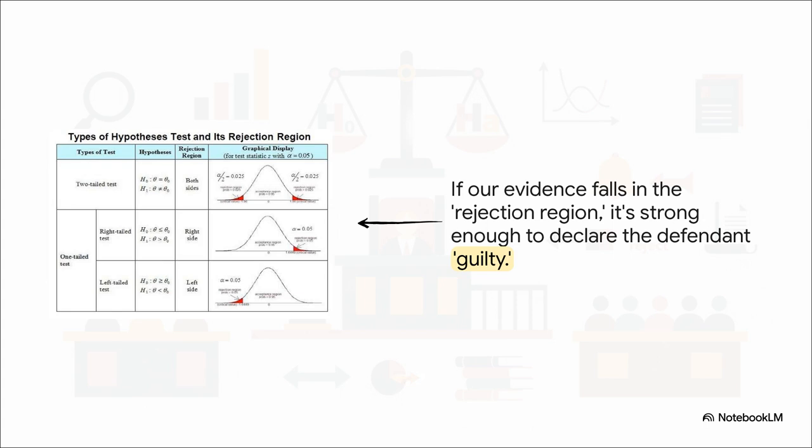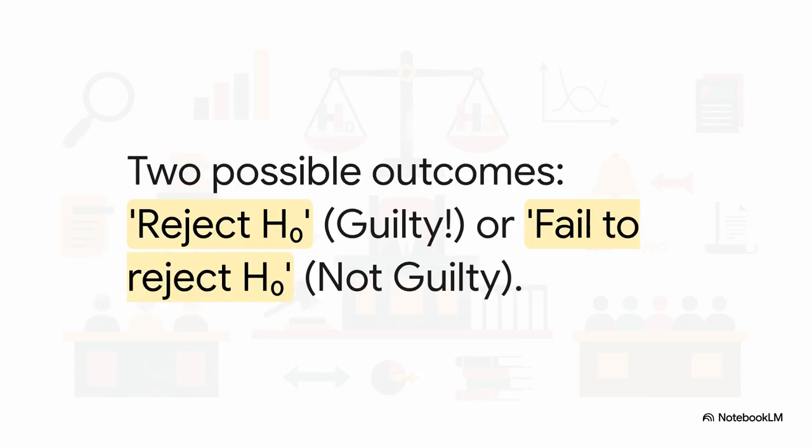If the evidence we collect is so rare, so far out that it lands in that little zone, well then we've got enough proof to declare the defendant guilty. So after all that, the judge bangs the gavel, and there are only 2 possible outcomes. We either reject the null hypothesis, which is our big guilty verdict. We've got strong evidence for the new claim. Or we fail to reject the null hypothesis. That's our not guilty. The evidence just wasn't strong enough to kick the old theory out.